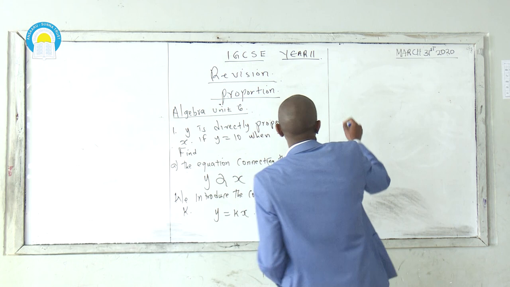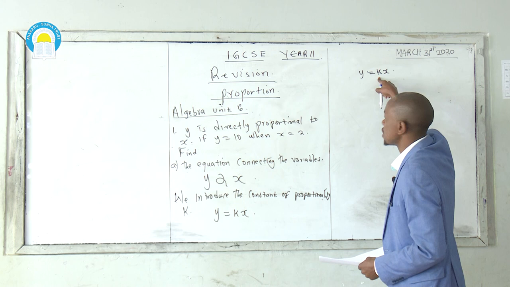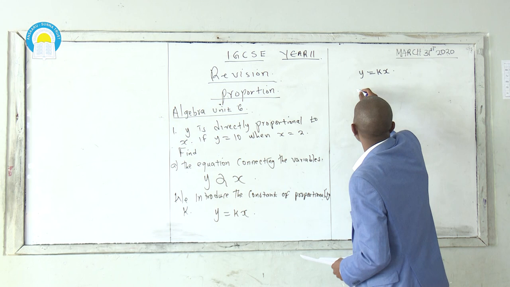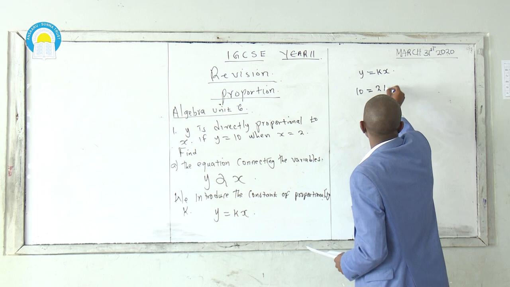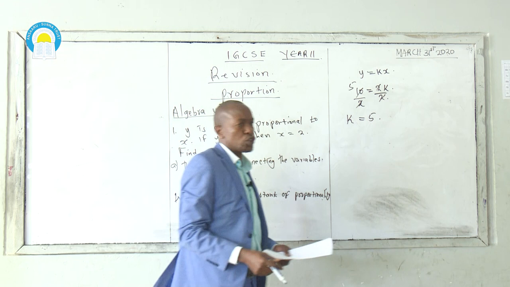Now we have y equals kx, where we have introduced the constant. The introduction of the constant of proportionality brings in the equal sign. That gives us the equation. Now we know the value of y. y is given to be 10, so 10 is equal to k times x, where x is given to be 2, so 2 times k gives us 2k. Then we divide both sides by 2, and we find the value of k that we refer to as the constant of proportionality.